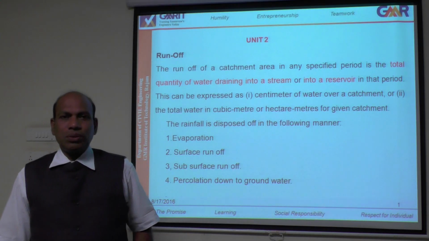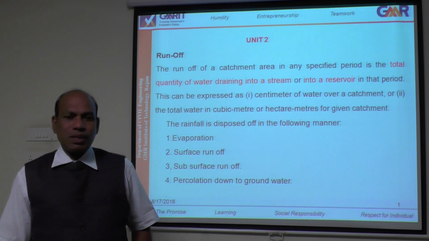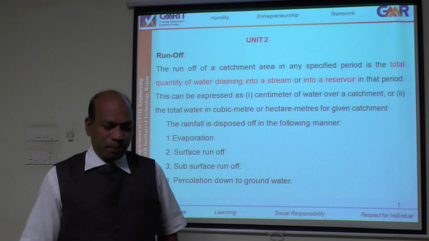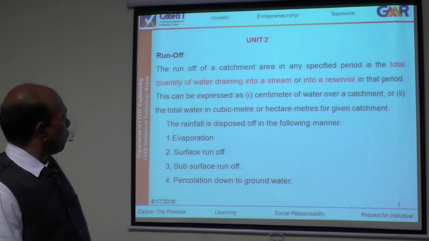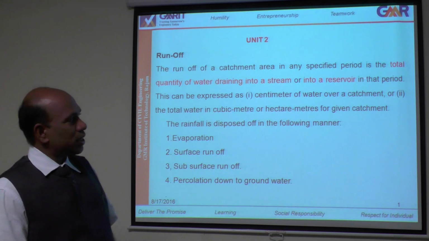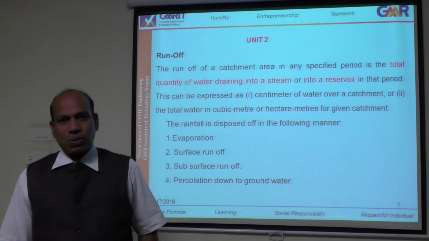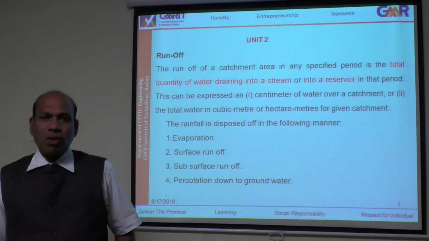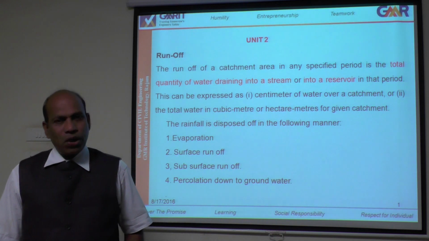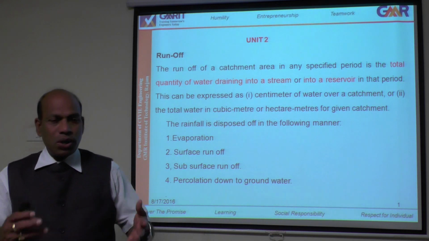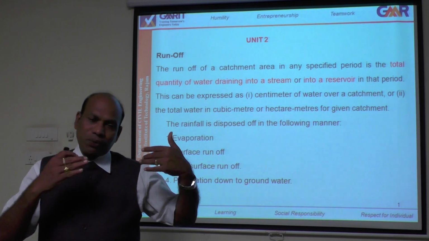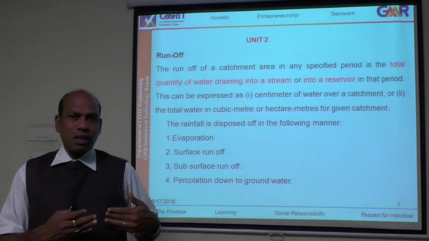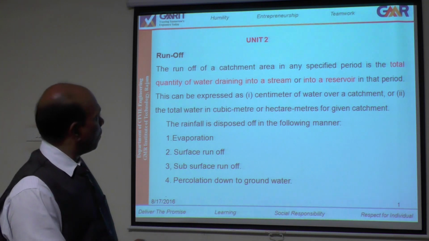Now we are going to discuss runoff, estimation of runoff. Any stream or reservoir has its own catchment area. The total quantity of water draining into a stream or into a reservoir from its catchment area is known as runoff. The runoff is expressed in centimeters, or the total quantity of water is expressed in meter cube or hectare meters. Already I told you the rainfall is divided into different groups: evaporation, surface runoff, subsurface runoff, and groundwater flow.